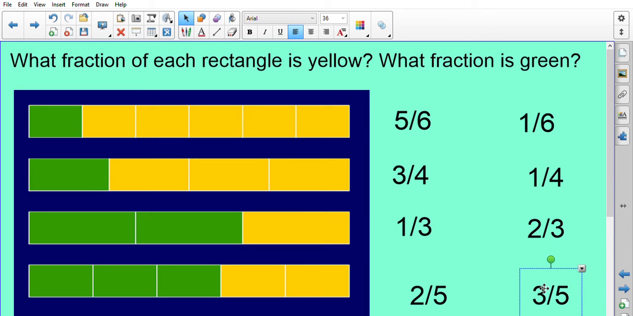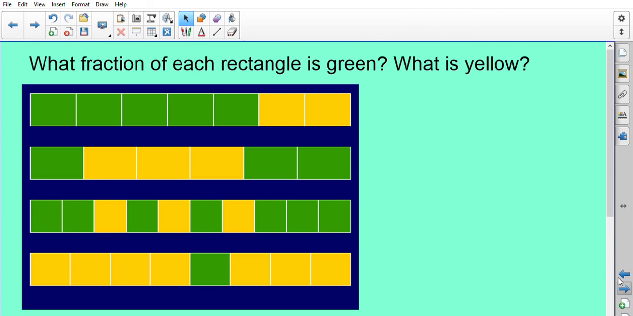So as I was going through those, I was counting up how many equal parts in total, then how many of those were yellow, how many were green. Okay, so similar sort of thing, have a go at working out the fraction of each rectangle that's green, and then what fraction is yellow. So always remember, start with your denominator, how many equal parts is it divided into, and then how many of those are green, how many are yellow. Give you a chance to work those ones out.